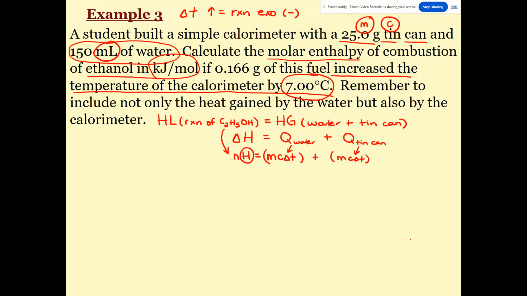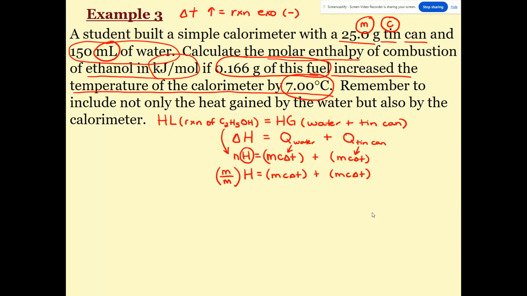My n, because I have a mass of ethanol, the fuel burning in this combustion reaction, ethanol, is the fuel. It gives us the mass of that. So I'm going to replace n with mass over molar mass, and that will be multiplied by my molar enthalpy. And again, I'll be doing an mcΔT calculation of water and an mcΔT calculation of a tin can. Okay, so in these calculations, there's 3 masses, right?